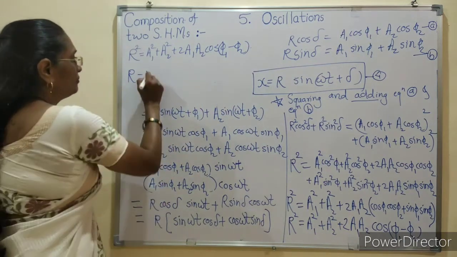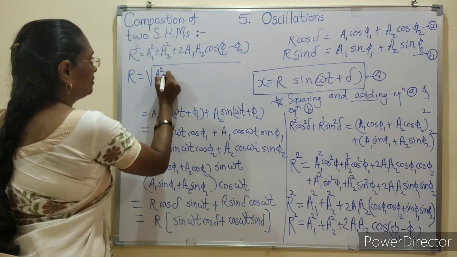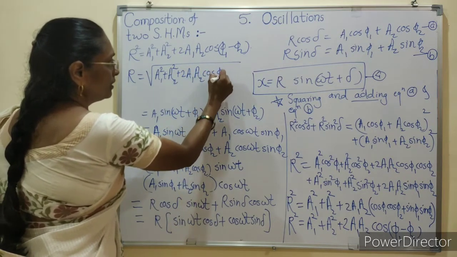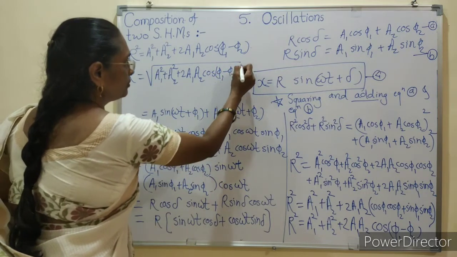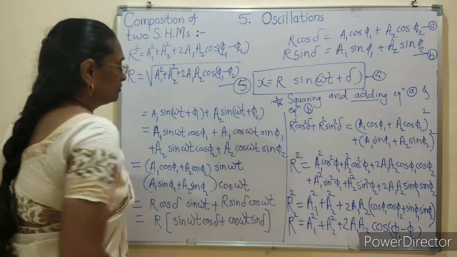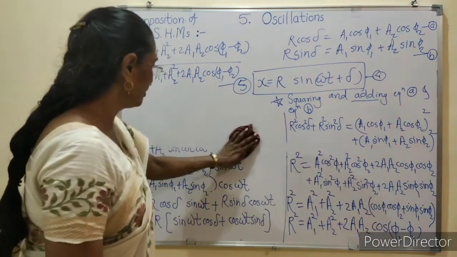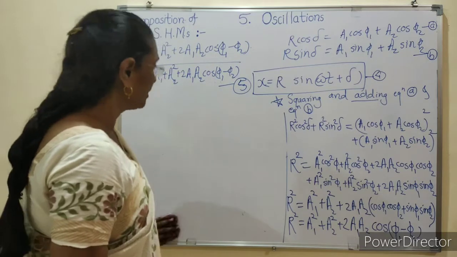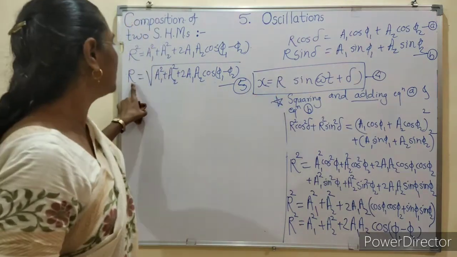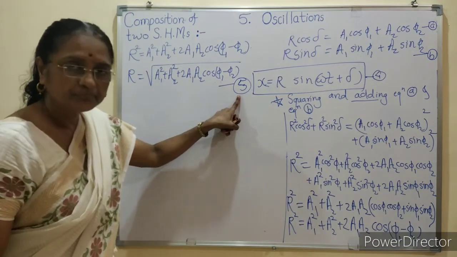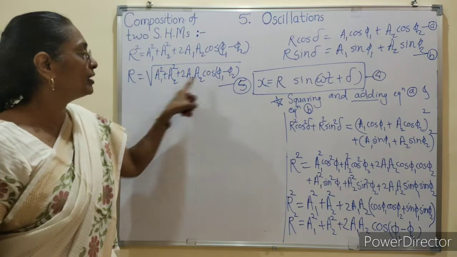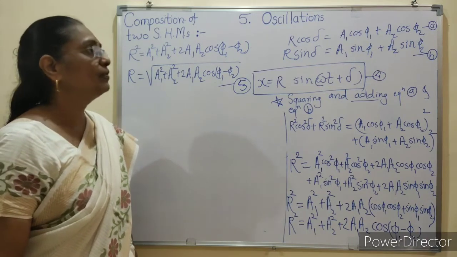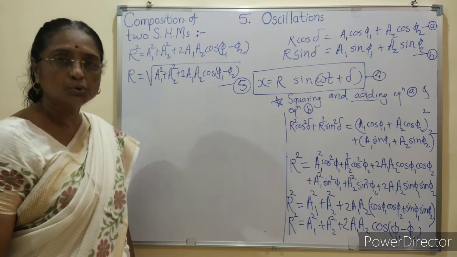Here we write R is equal to under root A1 square plus A2 square plus twice A1 A2 cos (phi1 minus phi2). This one is equation number 5. So in the relation x is equal to R sin(omega t plus delta), R can be obtained by using expression 5. By substituting values of A1, A2, phi1, phi2, we can obtain the value of R. So this is the resultant amplitude of the combination of two S.H.M.s.